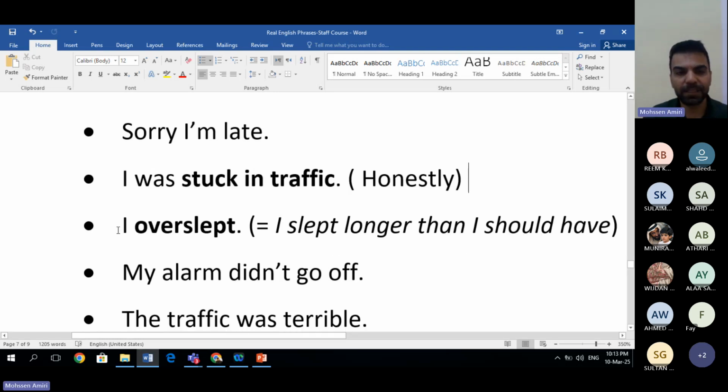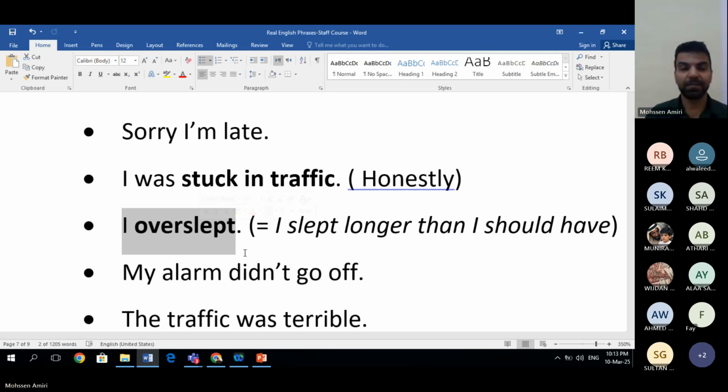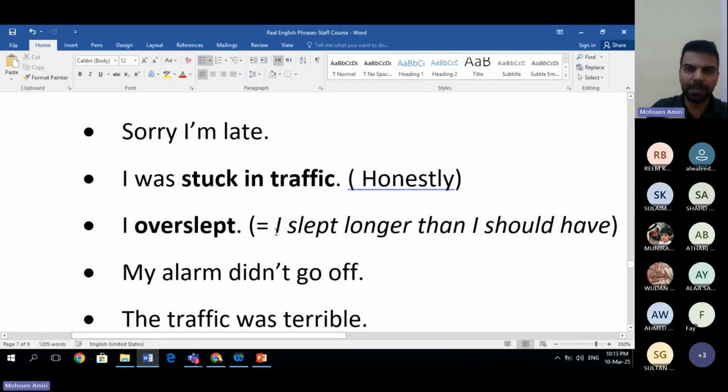Or you can use this word. Honestly, teacher, or to be honest, teacher, I overslept. I overslept. مو يعني overslept يعني sometimes, Shabab, as you know that you should wake up, for example, at 10 o'clock, but you wake up at 10:30. Yani you sleep more than 10 o'clock.